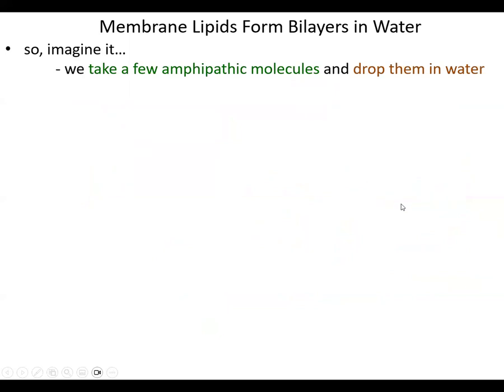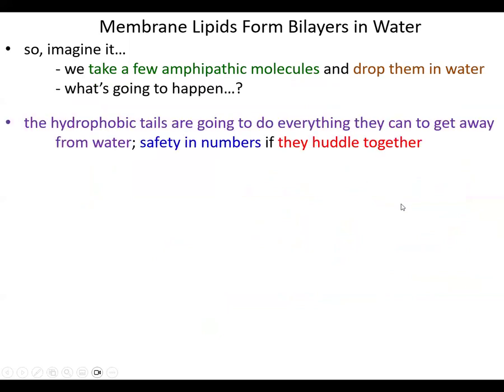So let's imagine it. We take a few of these phospholipids, these amphipathic molecules, and we drop them in water. Let's do the thought experiment. What do we think is going to happen? Well, the hydrophobic tails are going to be repelled by water, shunned by water, and water is going to try to sequester them together so that it can maximize entropy. So these hydrophobic tails are going to be huddled together away from water.